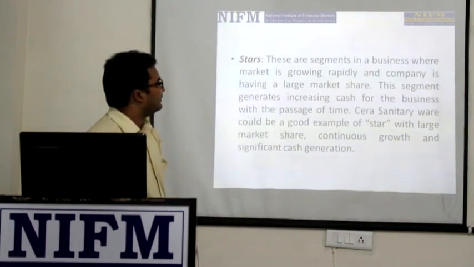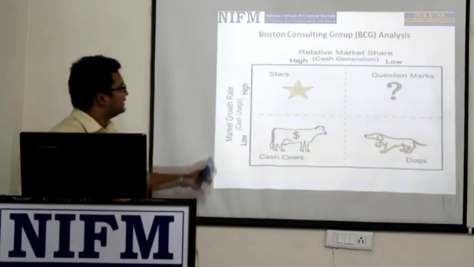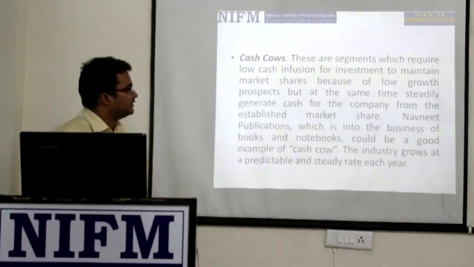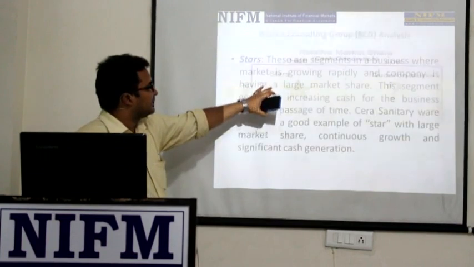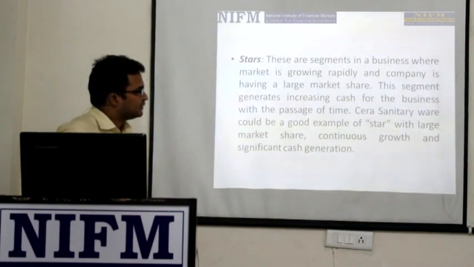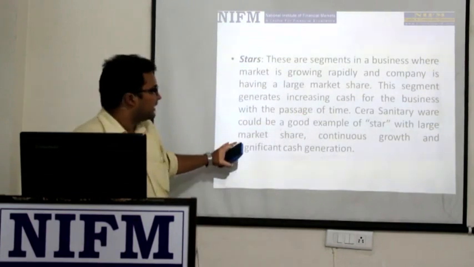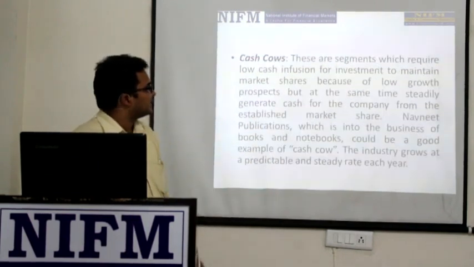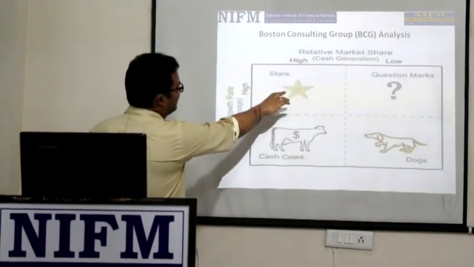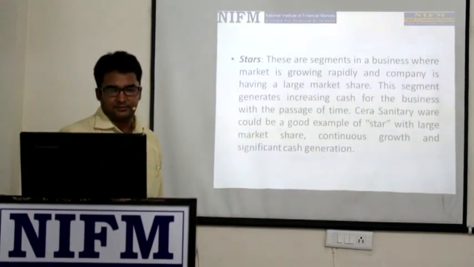Stars, these are the segments in a business where the market is growing rapidly. As we have already spoken about, stars are the segment where the market is growing rapidly and companies have a large market share. This segment generates increasing cash for the business with the passage of time. For example, Cera Sanitary Ware could be a good example of stars with large market share, continuous growth and significant cash. So a company called Cera Sanitary Ware is a good example of a star because it has a high market share and is a significantly cash rich company.